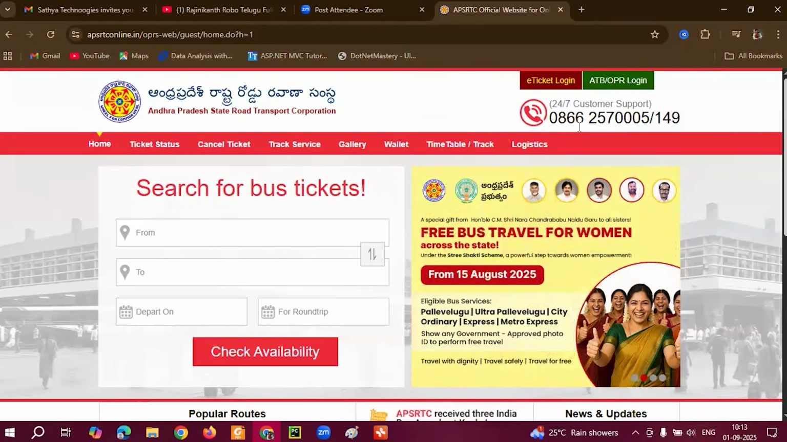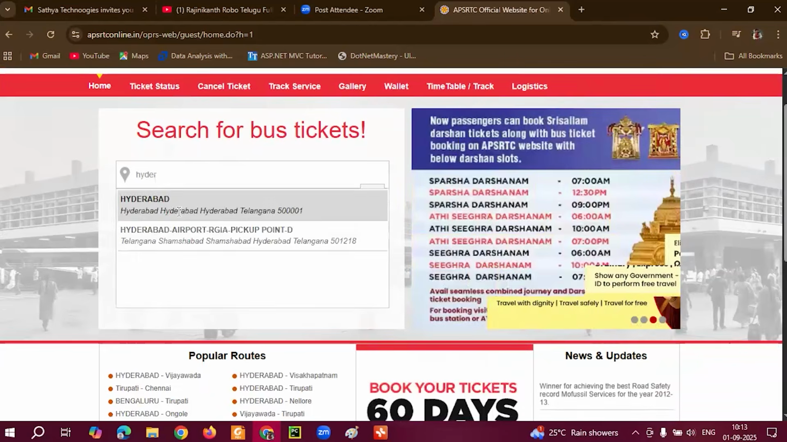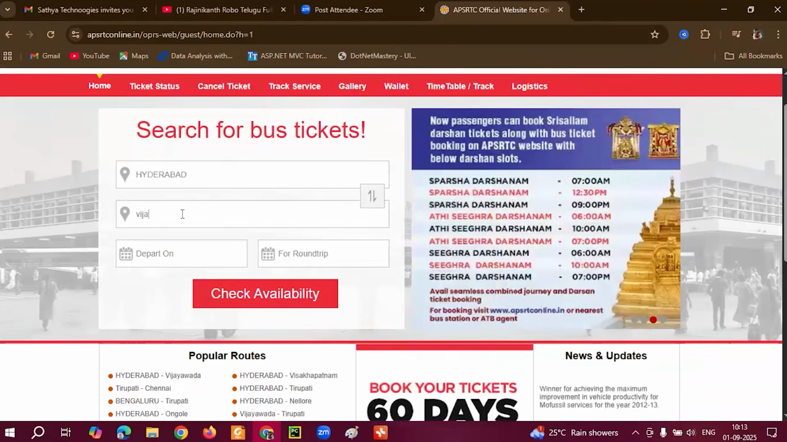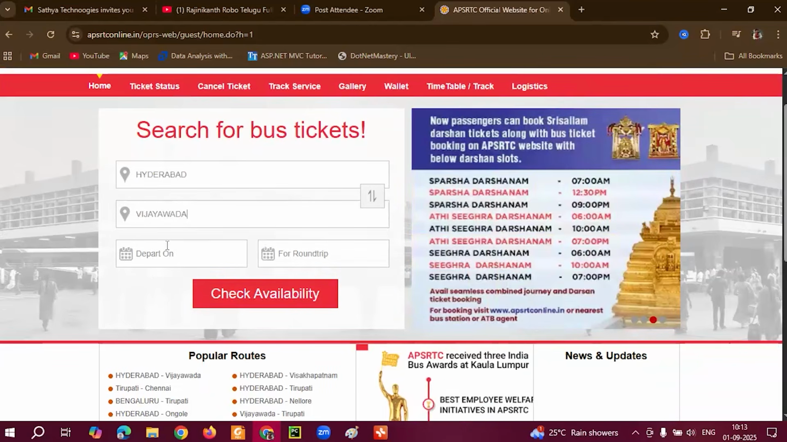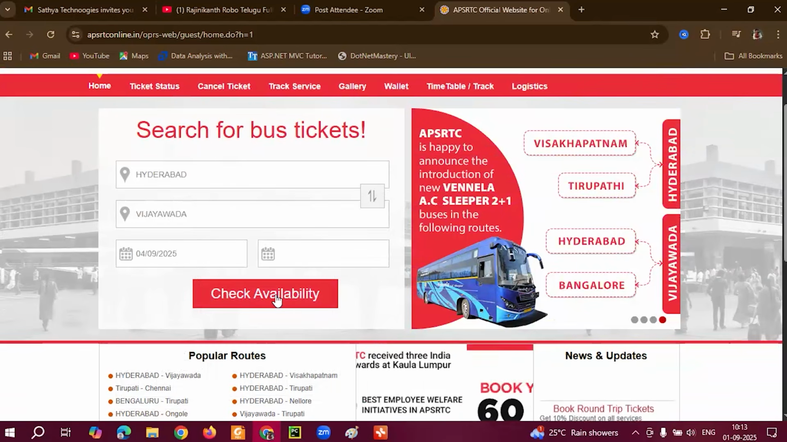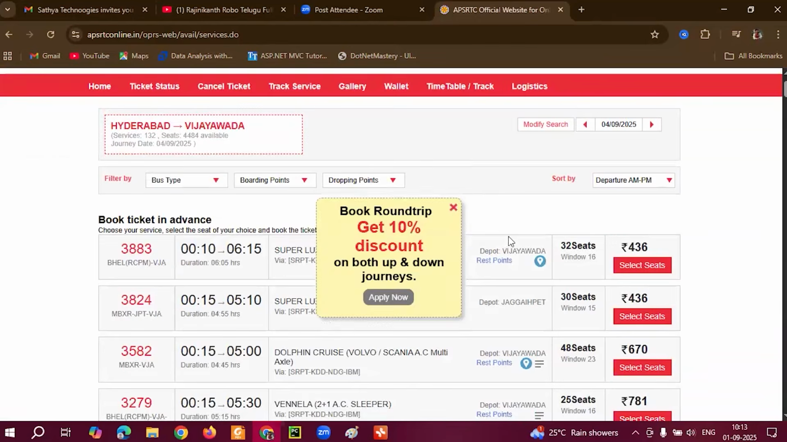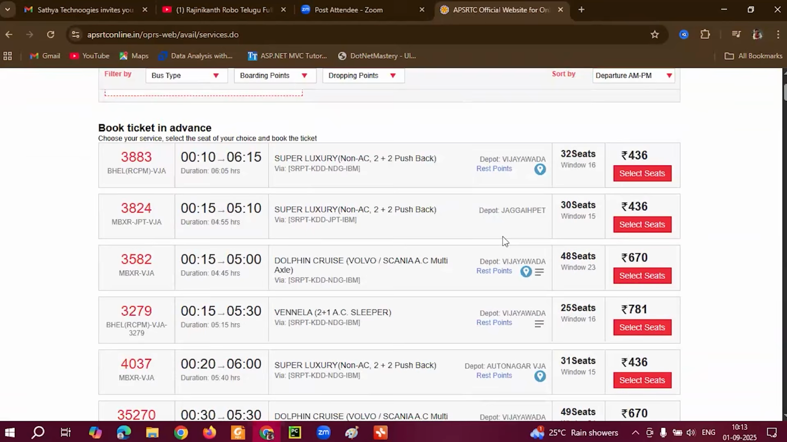Good. Now let me check the bus. Sir, I want to travel from Hyderabad to Vijayawada. A bus is required from Hyderabad to Vijayawada on some date. Click on check availability. Whenever you click check availability, what happens here? Observe, sir, in the browser area: Hyderabad, Vijayawada, submit button.